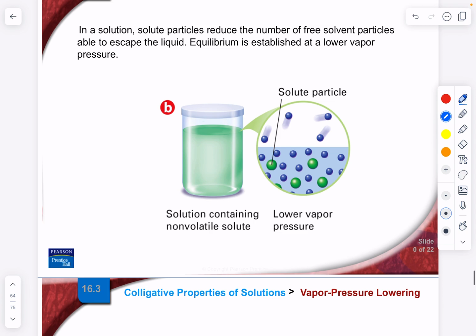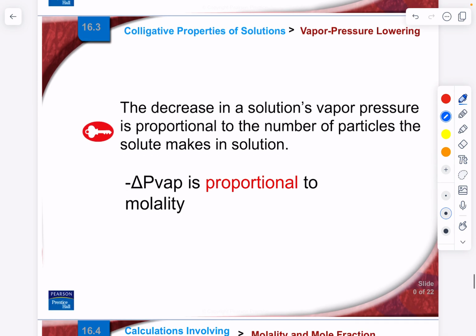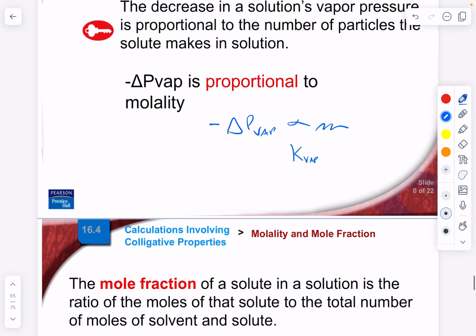And here my greenish liquid means I've added a solute, and that solute interferes with the ability to evaporate, which lowers the vapor pressure. And so once again, my change in the vapor pressure is proportional to the molality. The negative sign, of course, reminds me that it is depressed, and I would need a constant, a vapor pressure constant, in order to turn this proportionality into an equation with an equal sign.